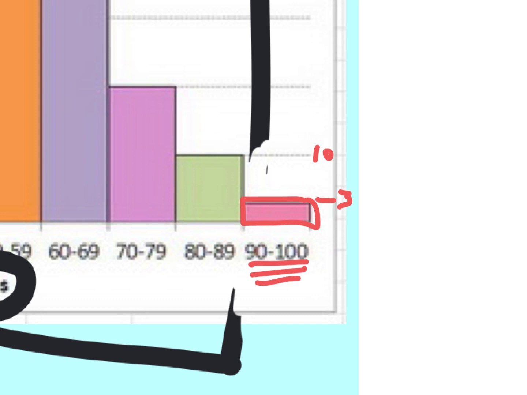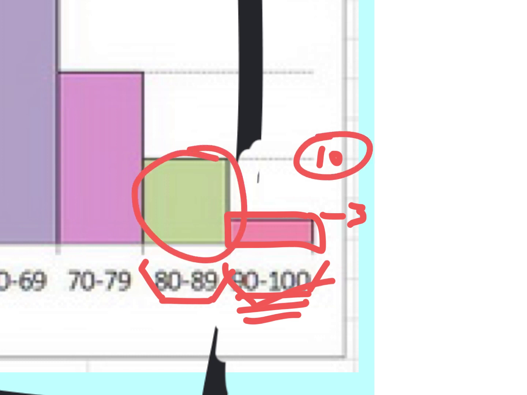These are called bins. That's a bin. That's a bin. The people that got between 80 and 90 are in there. How many of them were there? There were 10.